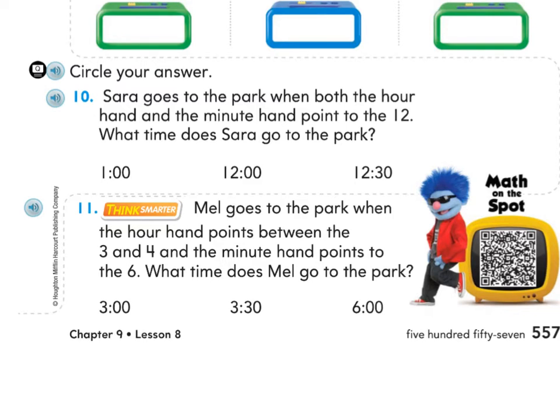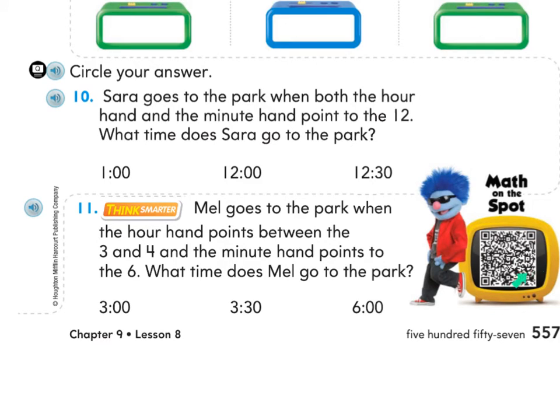If you've made that with the little brad, I would definitely use that to help you. Go ahead and put the minute hand and the hour hand pointing to the 12, and see if you can figure out what time it is. So you're going to circle either 1 o'clock, 12 o'clock, or 12:30. Then when you're ready, you can move on to number 11.